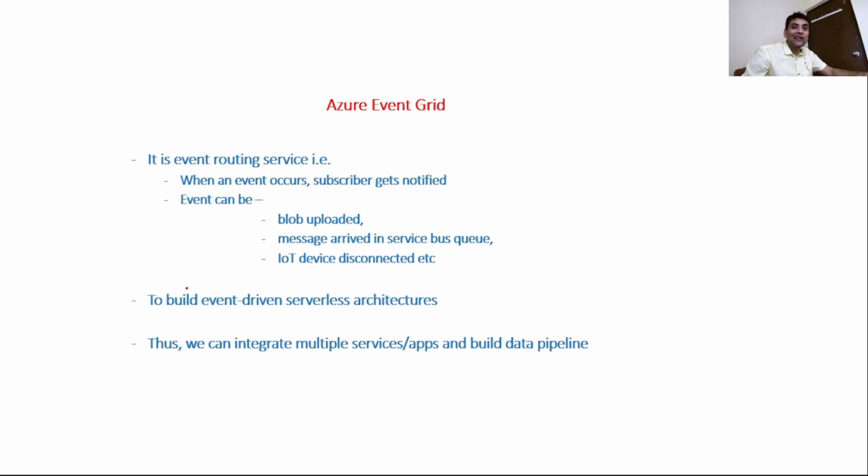Now guys, what is Azure Event Grid? So Azure Event Grid is an event routing service. In simple words, understand that whenever an event occurs, the subscriber or the service which is interested to listen or to receive that event gets notified. Now guys, in this series, for simplicity, let's assume that an event can be a blob uploaded, or a message has arrived in service bus queue, or an IoT device has disconnected. Of course, there can be many more types of events as well, but for simplicity, let's imagine these three types of events.